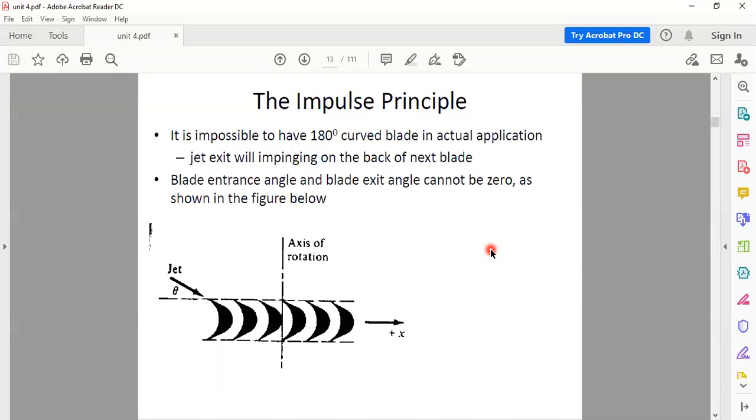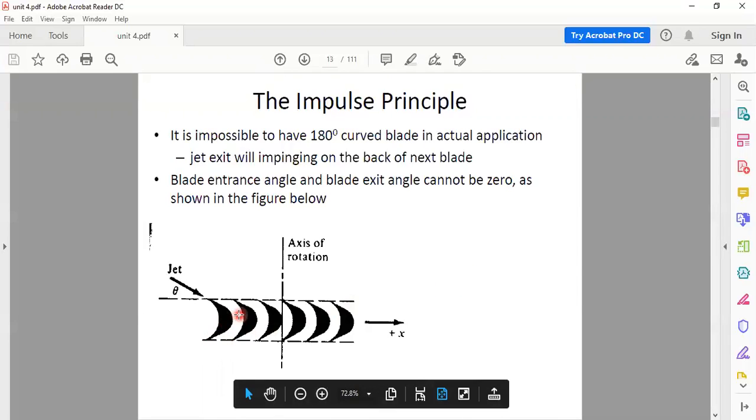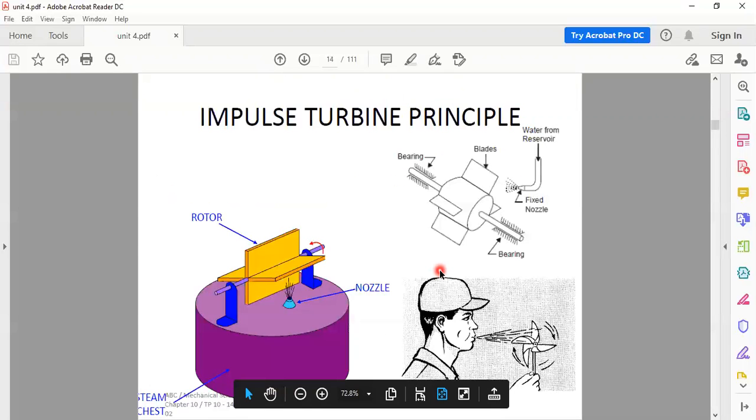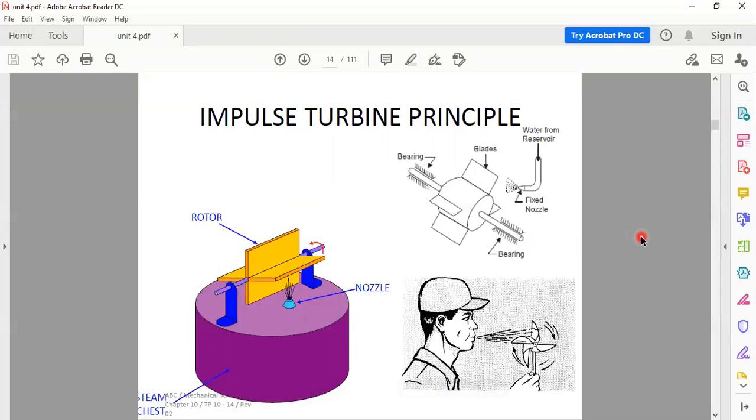So this is the impulse turbine blade, with the axis of rotation. Impulse turbine principle blades. So see here, this is the impulse turbine principle.